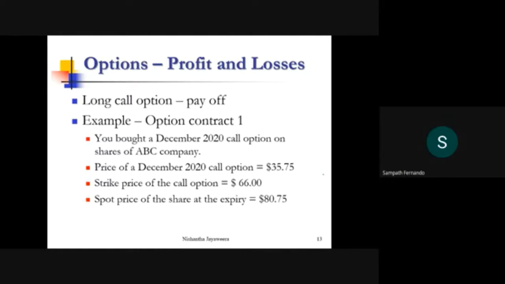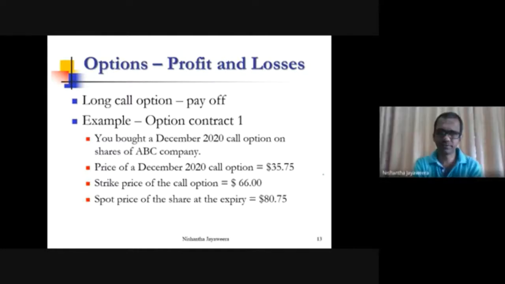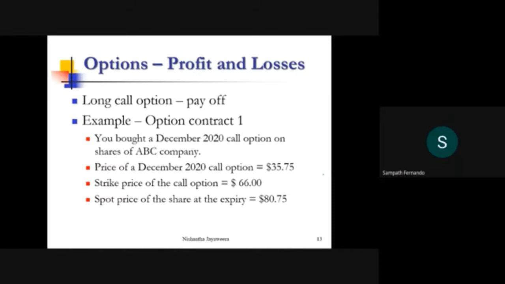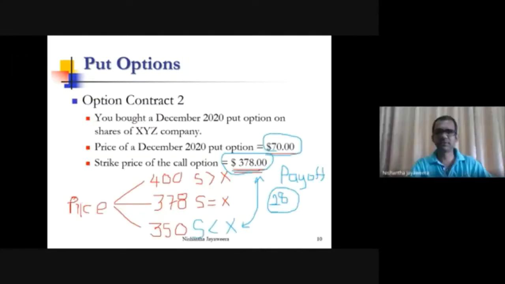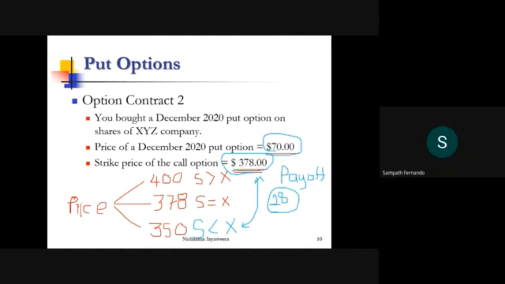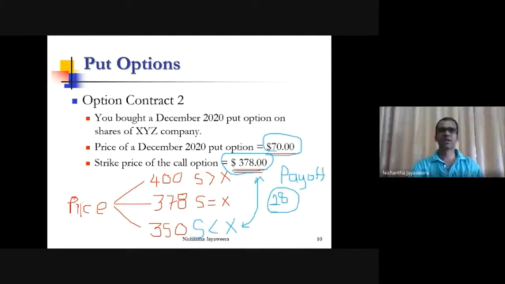So in the slide, in the last line, it has mentioned a call option. That's incorrect. Ah, yes. This should be put option.